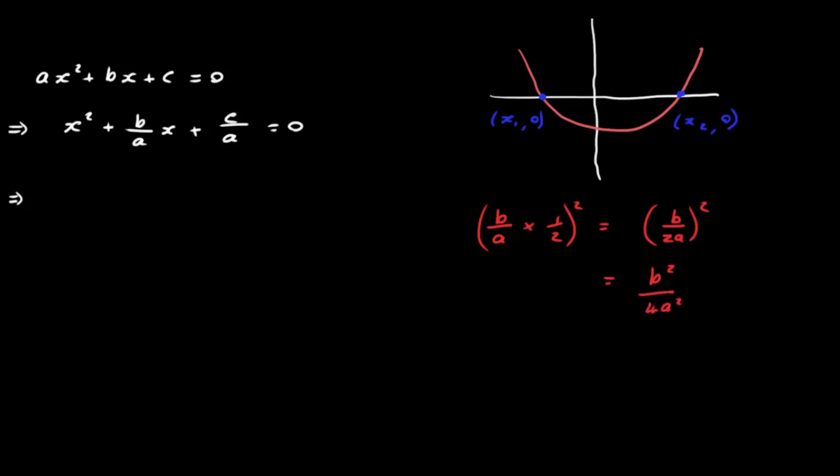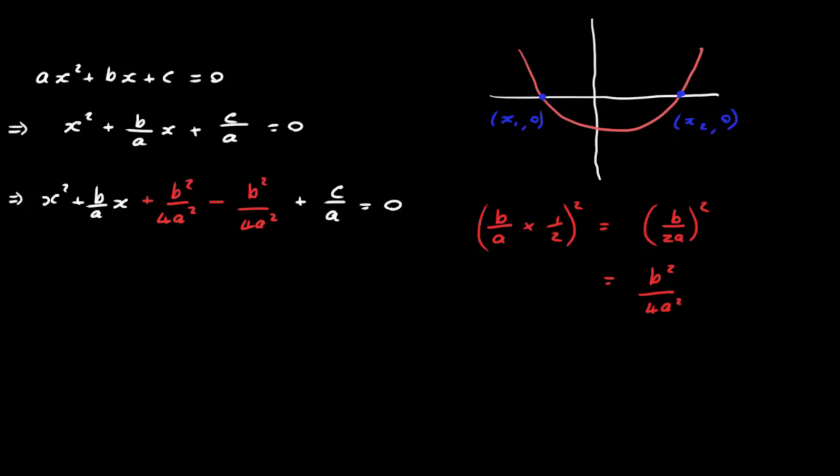So what I'm going to do now is take the x squared plus b over a x, and add and subtract the b squared over 4a squared. I've added it, so I'm going to subtract it to get rid of it, over 4a squared, and I've also got the plus c over a out here. So all I've done there really is just added and subtracted something in here. So I haven't changed this equation.